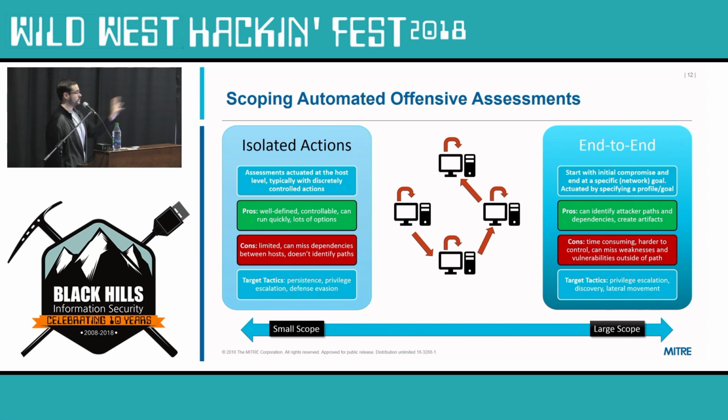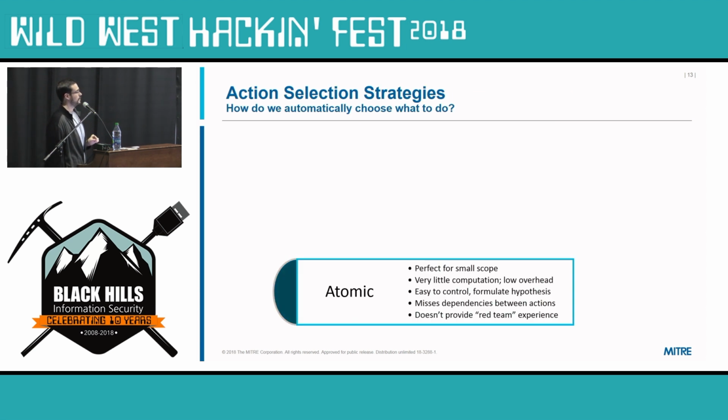But they also create a lot of interesting artifacts as this is happening, but they are typically a lot more time consuming because so much more is in scope, so much more can happen, the assessment can run longer, so you get to run fewer assessments. They can also miss weaknesses and vulnerabilities that are outside of the path that you're in, where they're not really testing everything as kind of all-encompassing. The target tactics here are privilege escalation, discovery, and lateral movement. The end-to-end assessments really shine in this case.